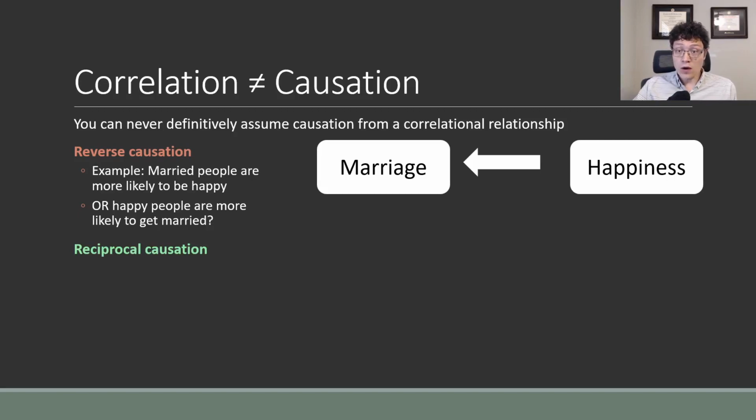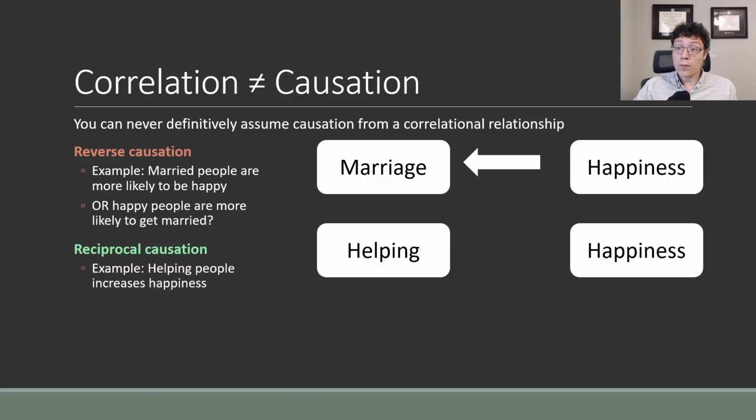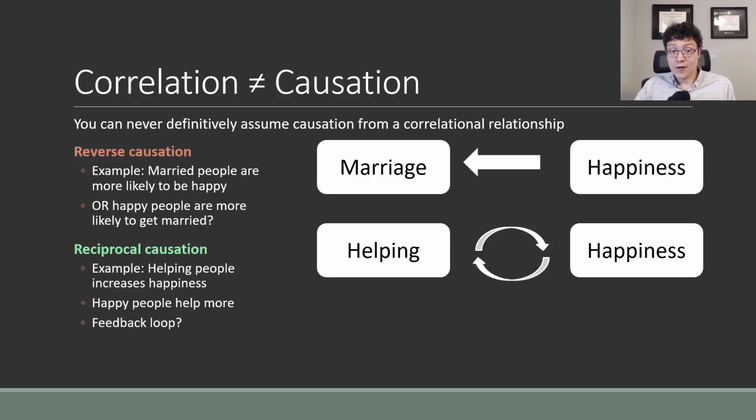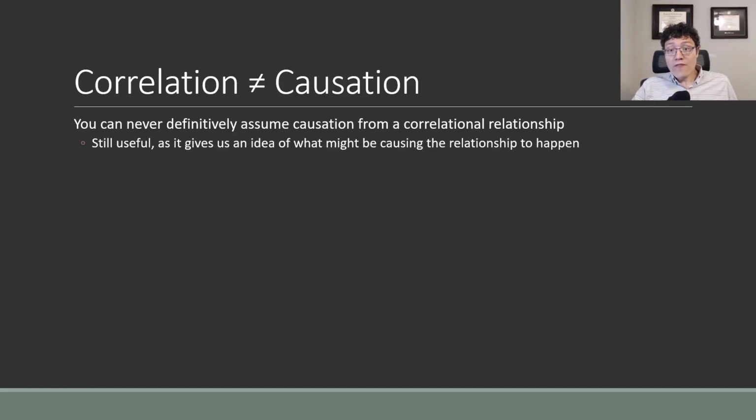And then reciprocal causation, this idea that it might not just be that one is affecting the other, but they're affecting each other together. Helping people might increase happiness, but maybe being happy also makes you more likely to help, furthering the cycle of being a helpful person, in a kind of feedback loop. So you can imagine that there are other reasons you can't necessarily say, oh, this is causal. However, it is important to know that this can be a very useful effect.